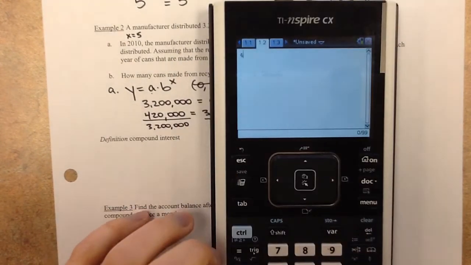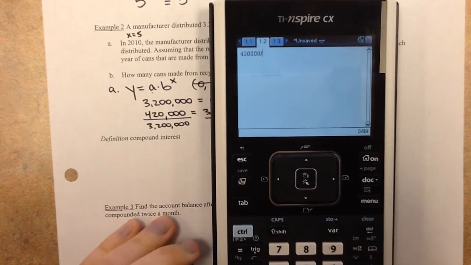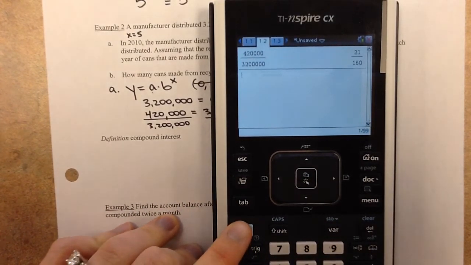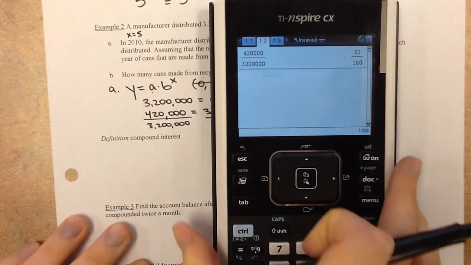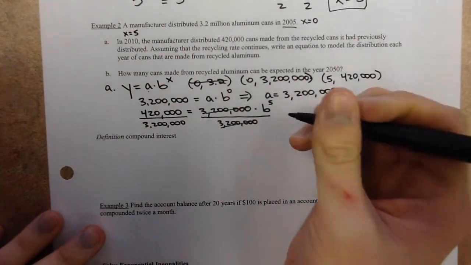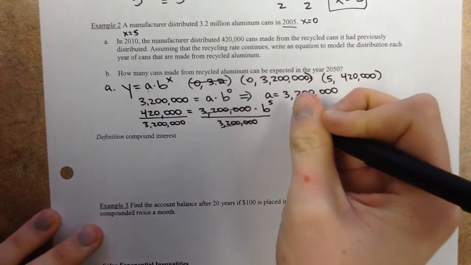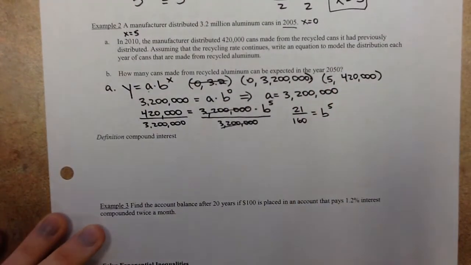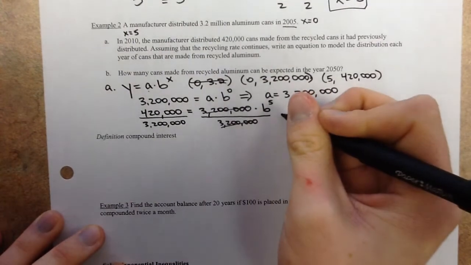Okay, so we've got 420,000 divided by 3.2 million. That gives us 21 over 160, which equals b to the fifth. To get b by itself, we take the fifth root of both sides.